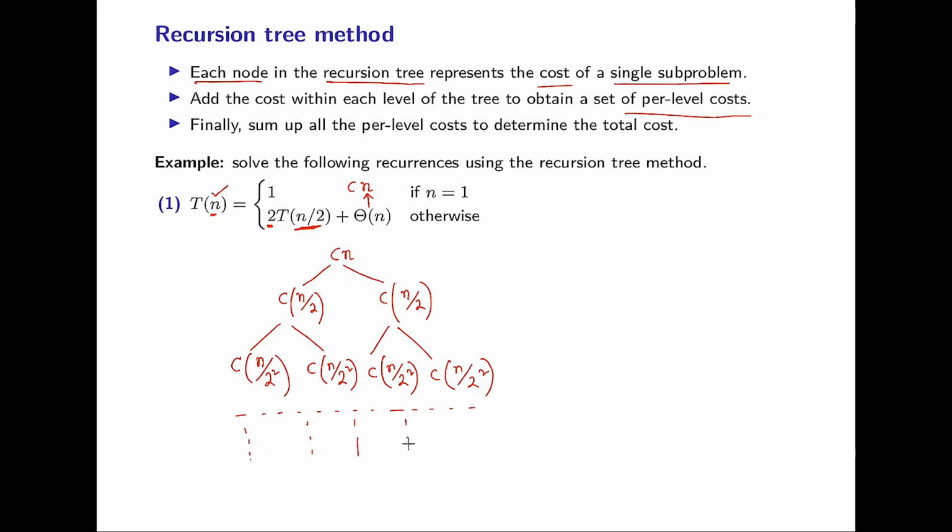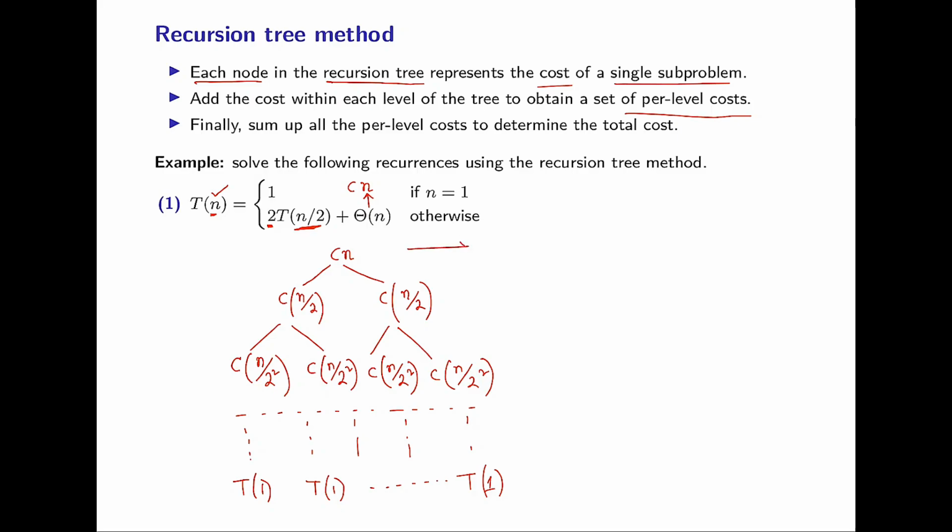Now where will it stop? It will stop when it finds the base condition. Now what is the base condition? When n is equal to 1, the problem size will become 1. Which means here we will get T(1), right? So T(1). How many T(1)s are there? We do not know now. We need to find it out.